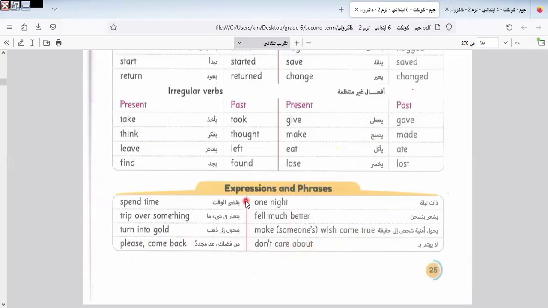Today I'll stop here on page 25. Next class I will continue the rest of the unit.